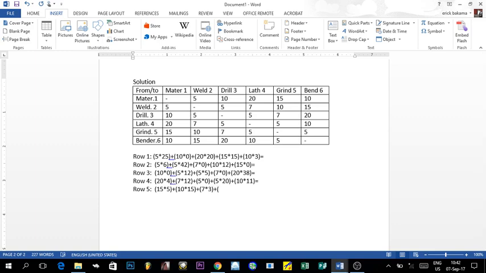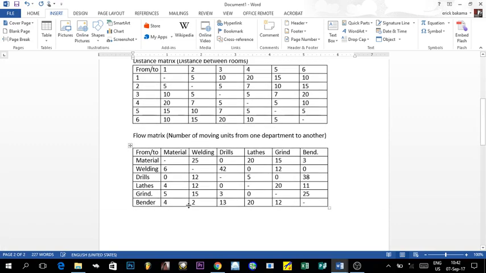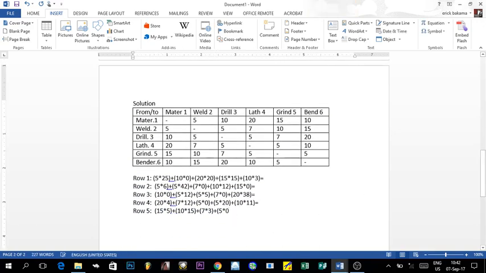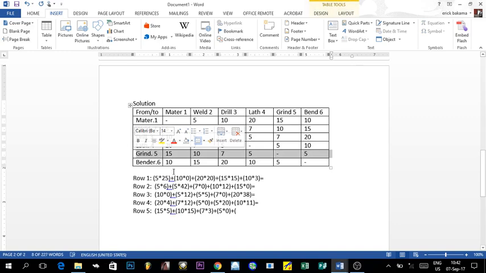Plus, now it's the distance between room 5 and room 4. The distance is 5, and room 5 is the grind, while room 4 is the lathe. So we look at the grind and lathe. There's nothing here, so we have 0. Sorry, I mean the number of units. Plus this one will give us the distance between grind and grind, which we don't calculate.